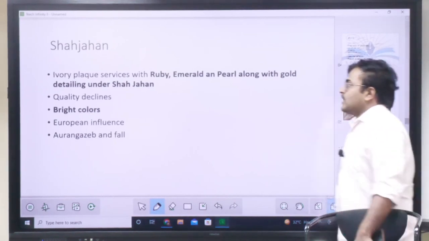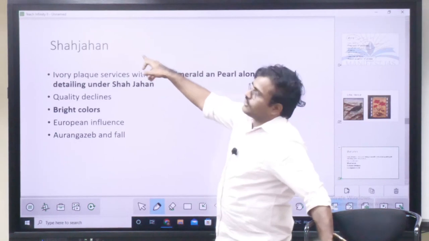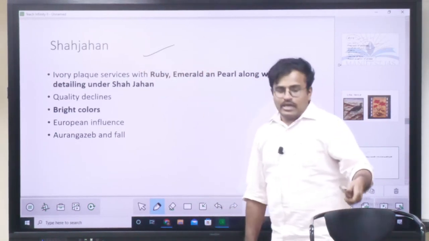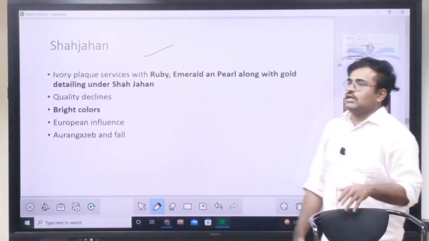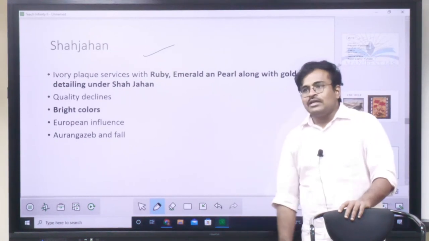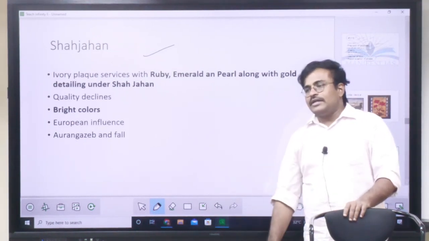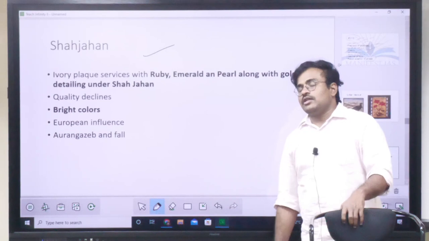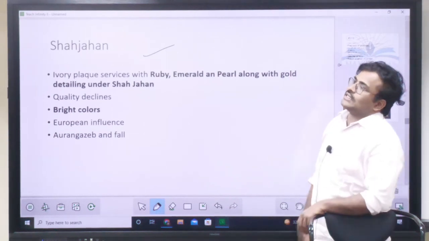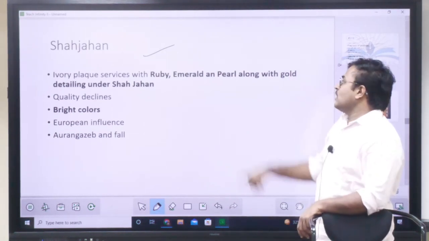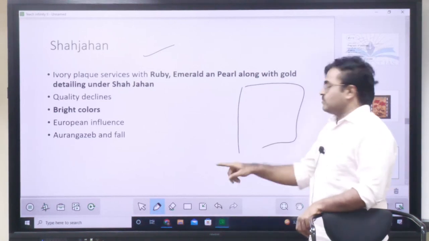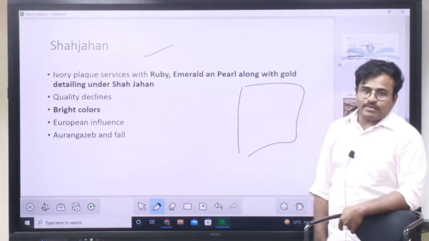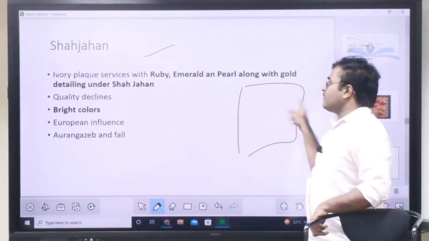And the last painter among the Mughals who continued the painting tradition is Shah Jahan. And as with all other things, because he had a lot of money, he changed the painting tradition. He rejected paper, wall and other things, and he started painting on ivory plaques. Ivory is a very costly item, right? So on ivory plaques, he started painting.